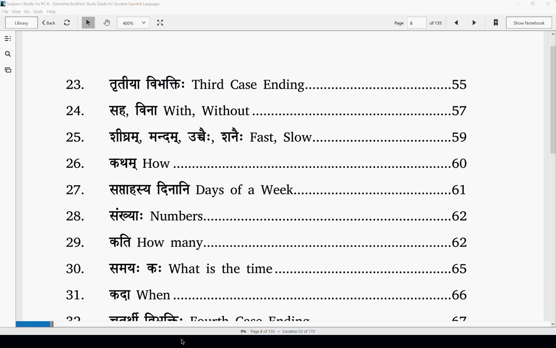And katham is also avyayam. How? Katham. One sentence with katham. Chalachitram katham asti? Yes, chalachitram sundaram. Saptahasya dinani, days of a week.